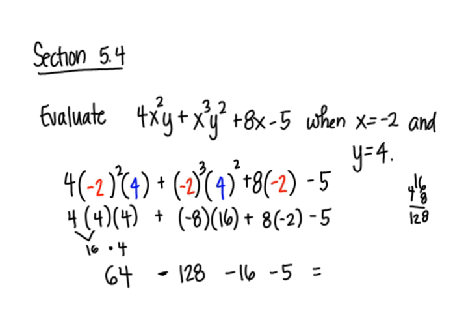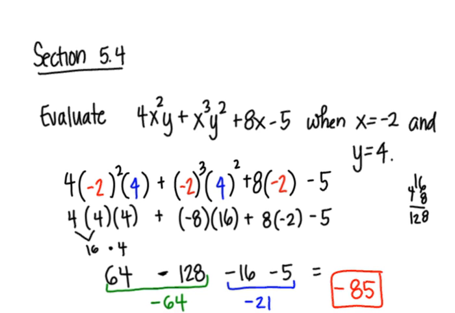It doesn't matter how you group them. I'm just going to group the first two and the last two. So if I group the first two, 64 minus 128, those have different signs, so I subtract and take the sign of the larger, which would be a negative 64. Looking at my second two terms, they have the same sign. The same sign tells you to add and keep the sign, so this would give me a negative 21. Now then, my two terms have the same sign, so I add and keep the sign, and that would be a negative 85. So that's my answer.